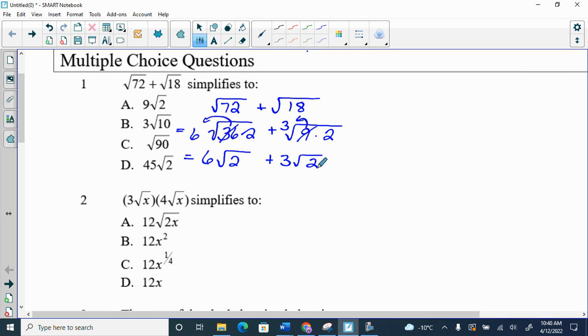Then what can I do? Because they're both the same radicands, I can put them together. And so what do I get? 9 root 2, which is A.